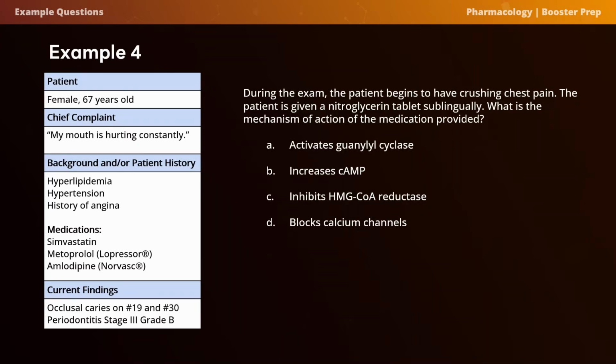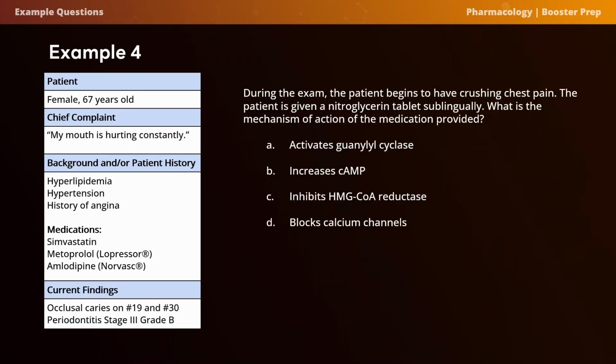In this question, we have a patient with the chief complaint that their mouth is hurting constantly. They have a history of hyperlipidemia, hypertension, and angina, for which they're taking simvastatin, metoprolol, and amlodipine. Current findings from our exam are occlusal caries on teeth numbers 19 and 30, and the patient is diagnosed with periodontitis, stage 3, grade B.